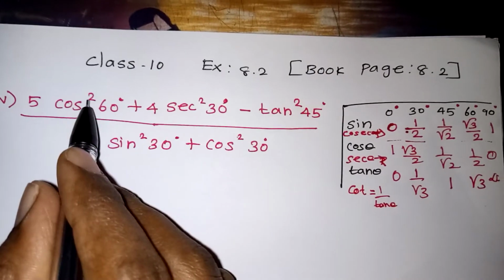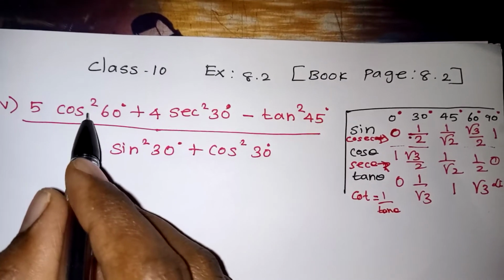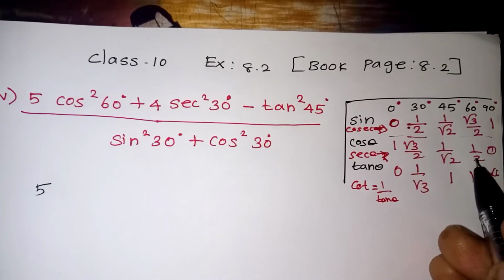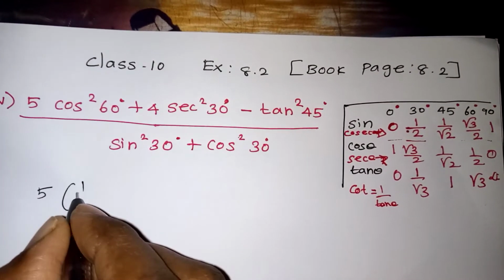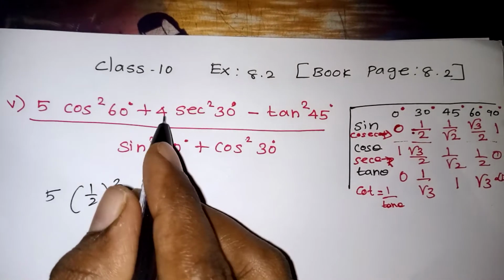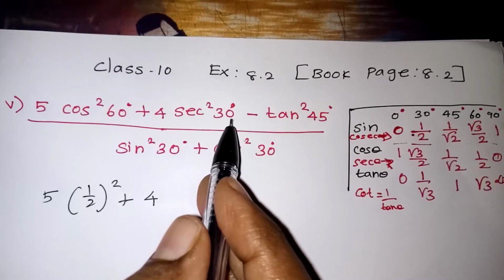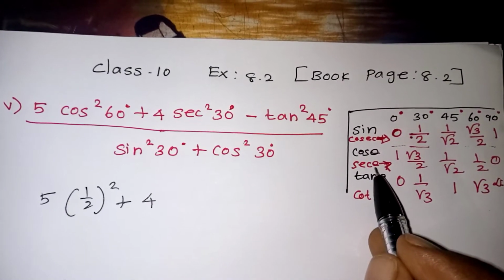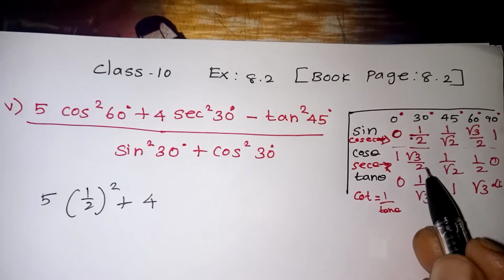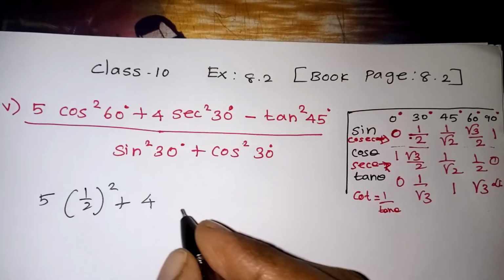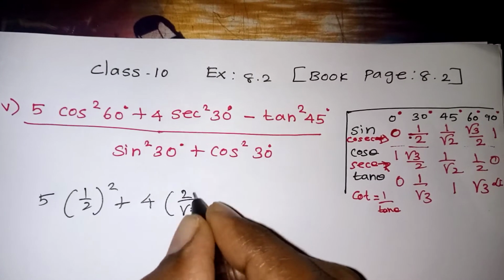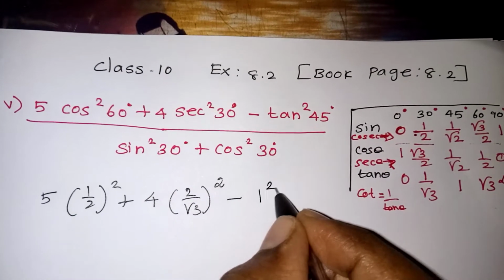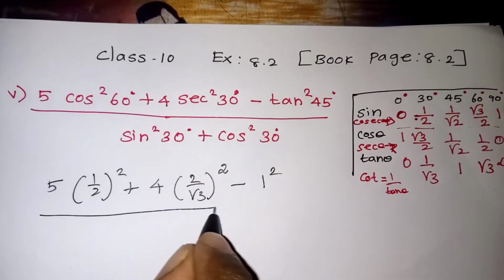Cos squared 60, or cos 60 squared also we can say. What is the value of cos 60? Check in the table: cos 60 is 1 by 2. So we write 1 by 2 the whole square, plus the 4 will come as it is. Secant squared 30: secant 30 is the reciprocal of cos 30. Cos 30 is root 3 by 2, so secant 30 is 2 by root 3. So 2 by root 3 the whole square. Minus tan 45. Tan 45 is 1, so write 1 square because the square is given. So 1 square will be 1 only.